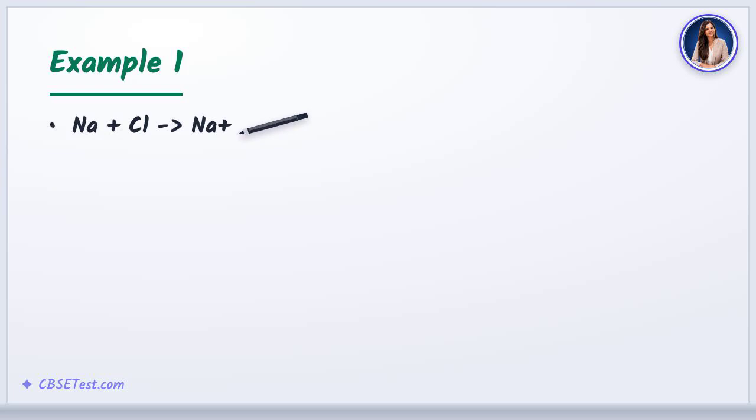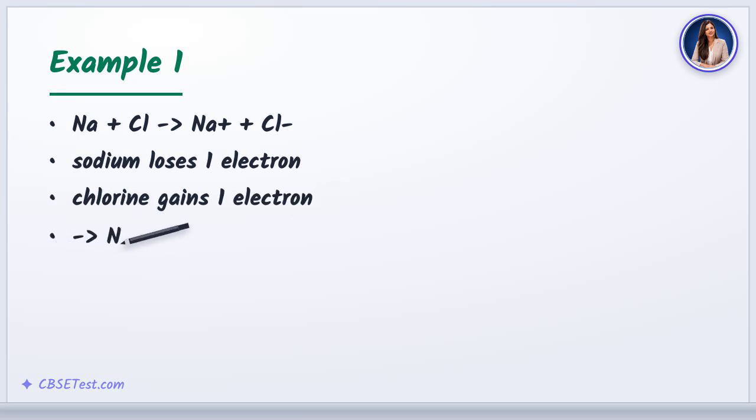Sodium gives one electron to chlorine. Sodium becomes a positive ion, chlorine a negative ion, and together they form sodium chloride, common salt.